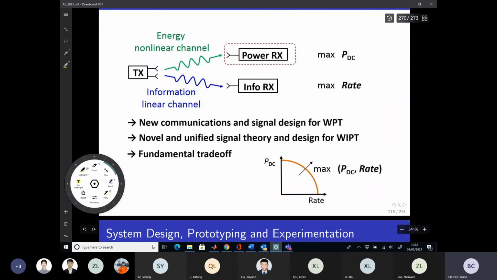And so you realize actually there is a trade-off between conveying information in terms of rate and conveying energy, which is measured in terms of the amount of DC power that can be delivered to a device. And there is a trade-off between the two. And so you would have to actually change the signal processing or the signal design dynamically, depending on what you want to do, whether you want to do communication or power, or you want to do both at the same time. You can adjust this.